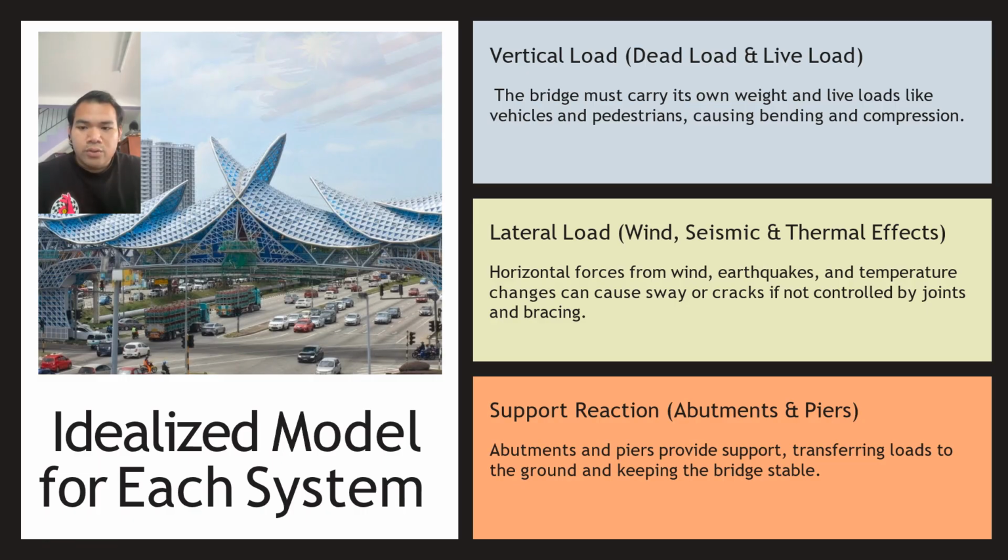Now we go to the idealized model for each system. First is vertical load. The bridge must carry its own weight and live load, like vehicles and pedestrians, causing bending and compression. Second is lateral load. Horizontal force from wind, earthquake and temperature change can cause sway or cracks if not controlled by joints and bracings. And lastly is support reaction. The abutments and piers provide support, transferring load to the ground and keeping the bridge stable.